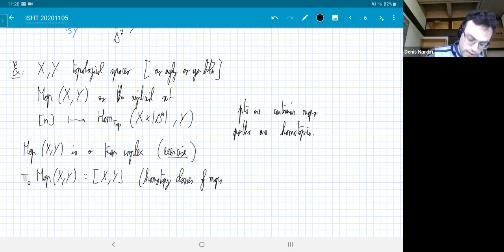So the notion that homotopy classes of maps are pi 0 of the mapping space is perfectly rigorous and perfectly precise, even for super ugly spaces. You just need to define the mapping space as a Kan complex and not as a topological space.